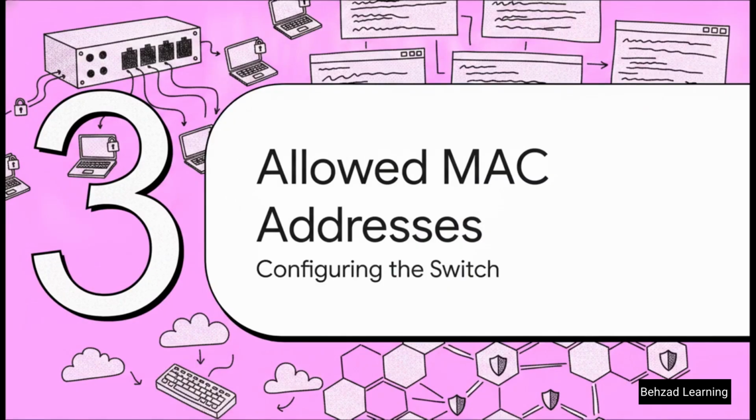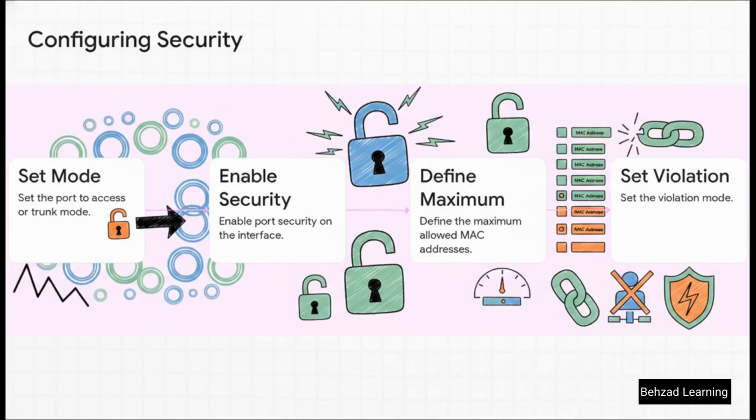So let's see how this all comes together in Section 3, Configuring Allowed MAC Addresses. Okay, when you're actually in the terminal configuring an interface, there's a really logical 4-step procedural checklist you're going to want to follow. Step 1, you have to explicitly set the port to either access or trunk mode. This is crucial because port security just won't work if the port is actively trying to negotiate its state.